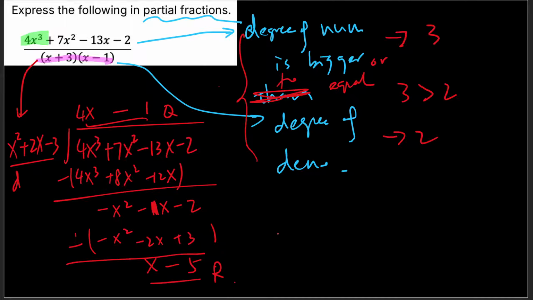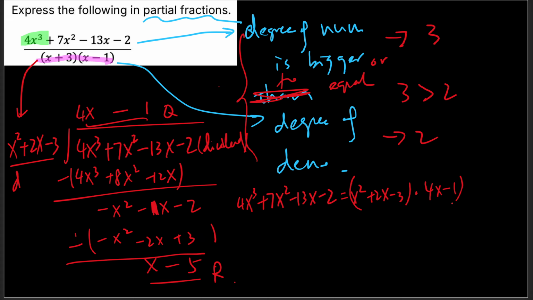Okay. So if you have to write this, this is your dividend. These are the names you have to memorize. So the dividend x cubed plus 7x squared minus 13x minus 2 will be equal to your divisor, x squared plus 2x minus 3, times your quotient, x minus 1 in this case, plus the remainder, x minus 5. So you have to make sure that your long division is correct. Then you can go ahead and do your partial fraction later on.